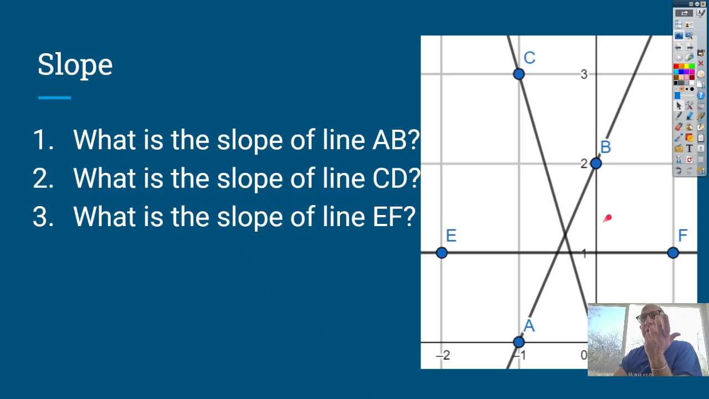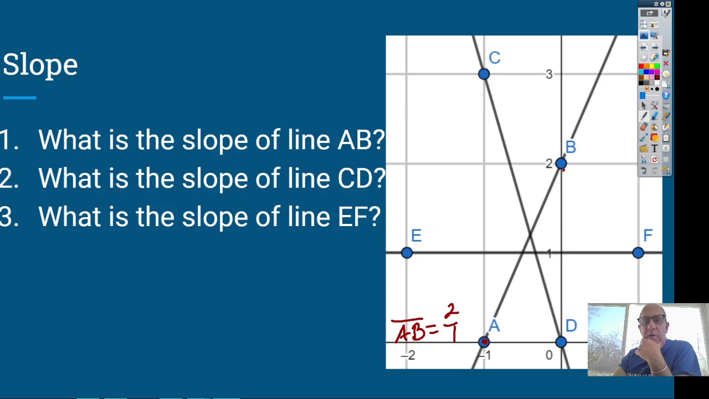So now we figured out a positive slope, which one is positive here? AB is positive. So the slope of line AB is positive. It goes up 2 and over 1. Which one is negative? That would be the slope of, move my face out of the way here, from C to D. So that would be down 1, 2, 3 and over 1. So the slope of CD is negative 3 over 1.